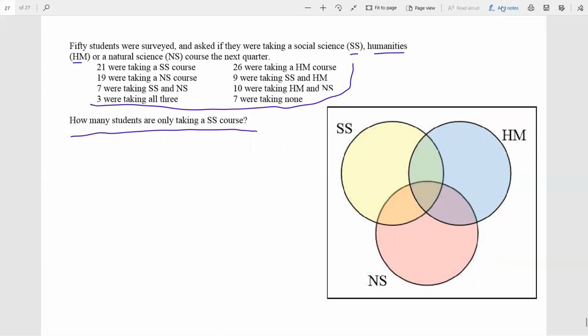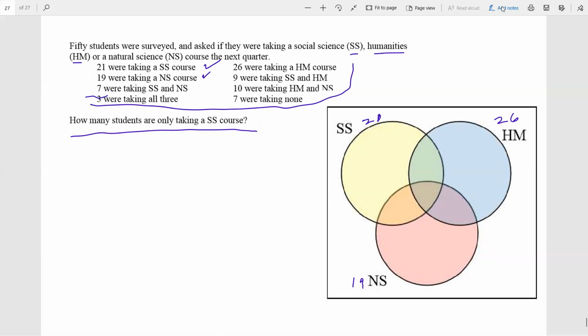First, look at the information. 21 were taking a social science course. So this circle here for social science is going to have 21. The one for humanities is going to have 26 in it, and the one for natural science is going to have 19. And you need to try to fill in everything else by the information.